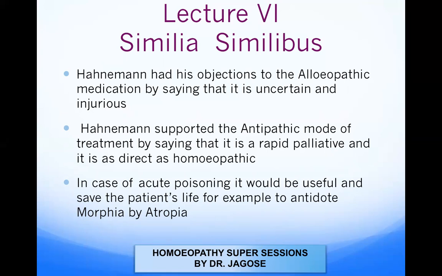Why? Because it acts as a rapid palliative and it is as direct as homeopathy. So when can you use it as a rapid palliative? In case of acute poisoning, it would be useful to save the patient's life, for example, to antidote morphia by atropine. So in cases of poisonings, or in cases where there's an emergency, where you have to save the patient's life, the antipathic mode of treatment can be used because it gives rapid palliative relief.